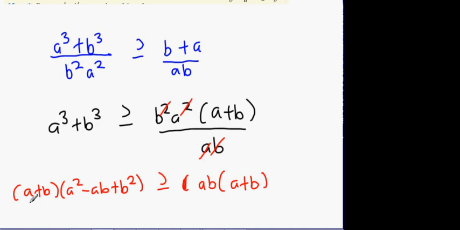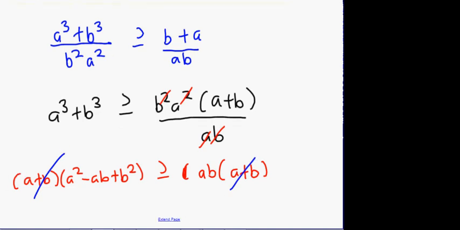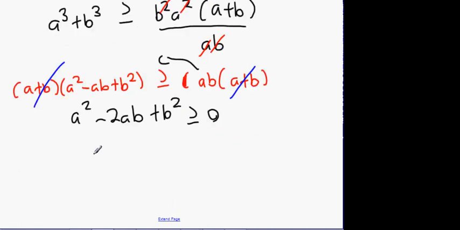Now, what's a plus b guaranteed to be, Simon? So therefore I'm allowed to cross off 2 positives. And now all of a sudden, when I bring this ab over to the other side, once again, the very familiar finish of a squared minus 2ab plus b squared greater than or equal to 0. And then finally, a minus b squared greater than or equal to 0.